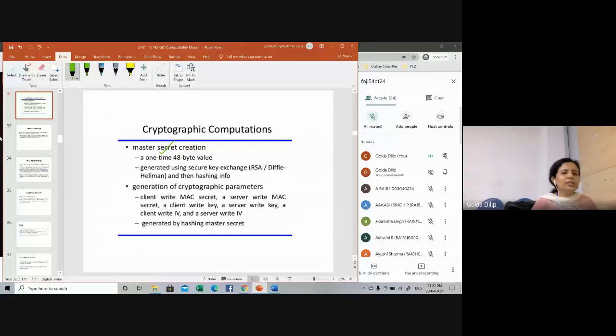So how do we generate the master secret key? I gave you an equation yesterday on how to compute it. The master secret is nothing but a session state parameter, a secret that's being shared between the client and the server. So K is a function of S and the random numbers from both sides. That's how you generate your master secret.